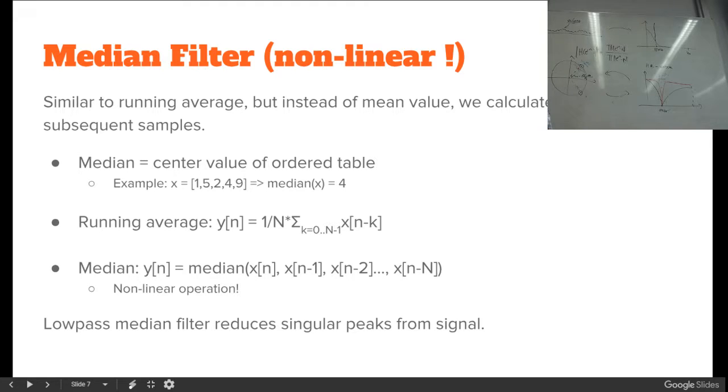Another filter, this is not IIR, but that's why I changed the name of this section to filter design. It's the median filter, widely used in digital filtering. It's similar to a running average, but instead of the mean value, we are calculating the median of subsequent samples. This works pretty well if you have a signal which has occasional speckle.